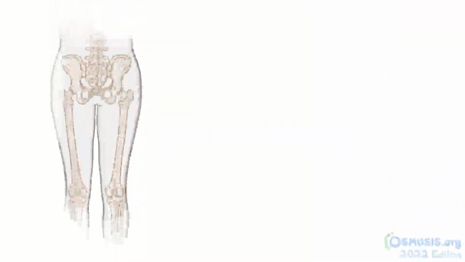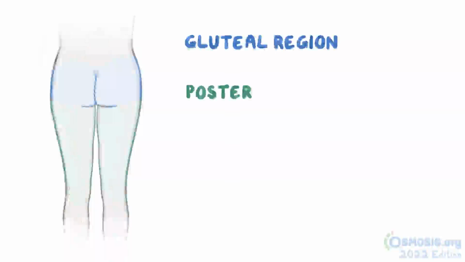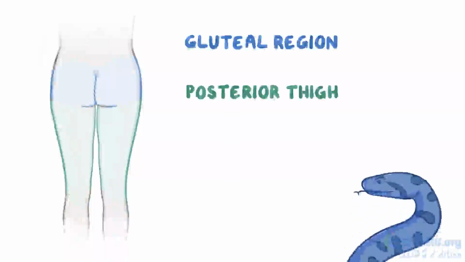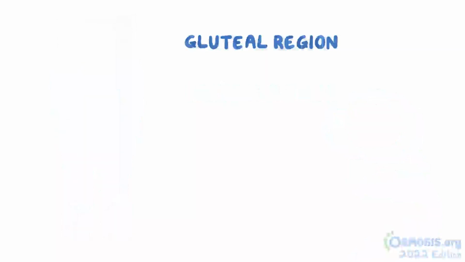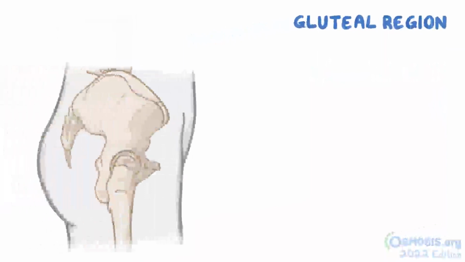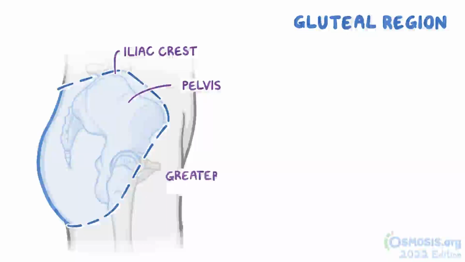When looking at the lower limb from the posterior view, there are 2 regions that stand out immediately: the gluteal region and the posterior thigh. Let's start with what's arguably the most popular of the 2, and it's been featured in countless pop songs, the gluteal region. The gluteal region is situated posterior to the pelvis and inferior to the iliac crest. Laterally, it overlies the greater trochanter, and anteriorly, it extends up to the anterior superior iliac spine.